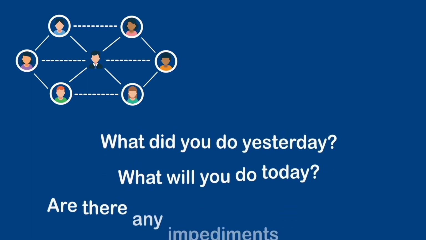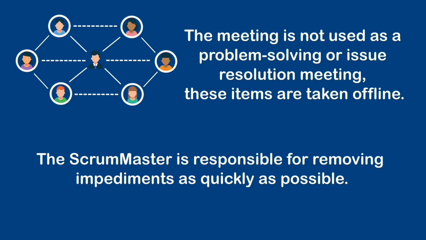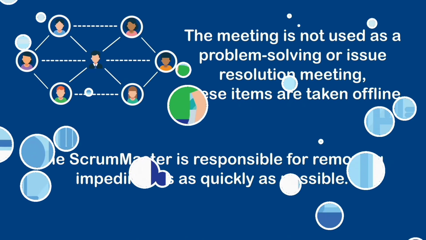All team members are required to attend the meeting and answer the following. What did you do yesterday? What will you do today? Are there any impediments in your way? The meeting is not used as a problem-solving or issue resolution meeting. These items are taken offline. The Scrum Master is responsible for removing impediments as quickly as possible.